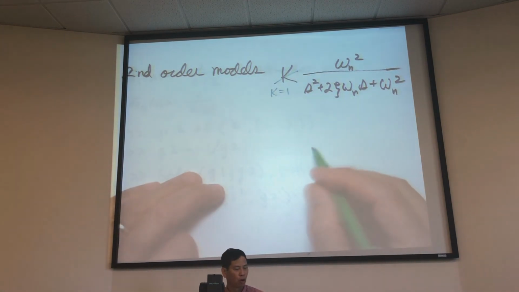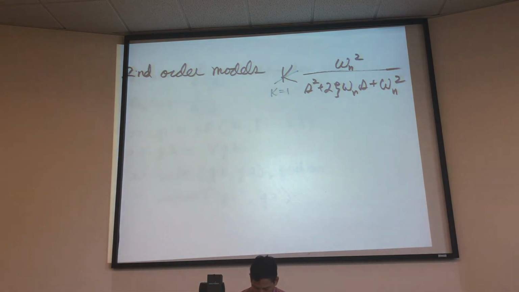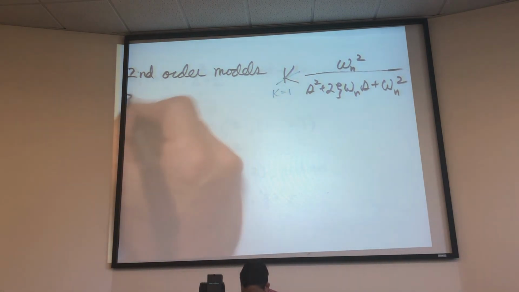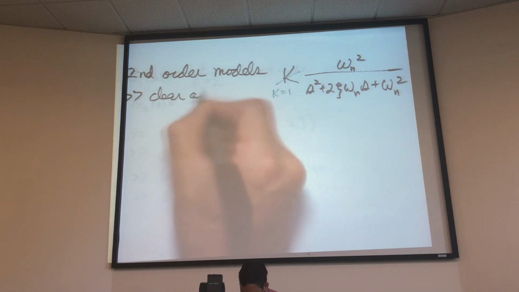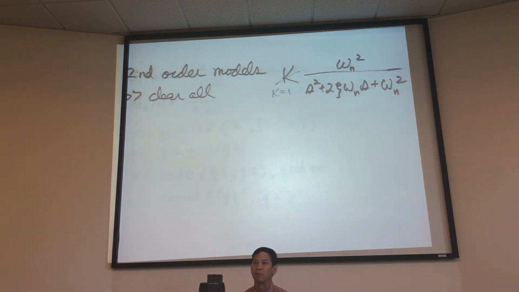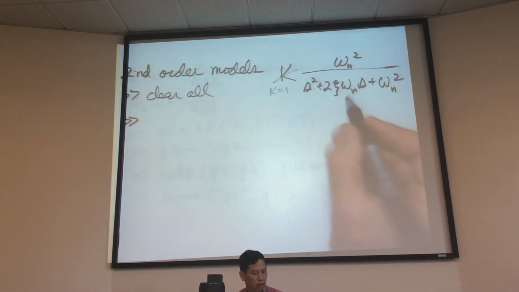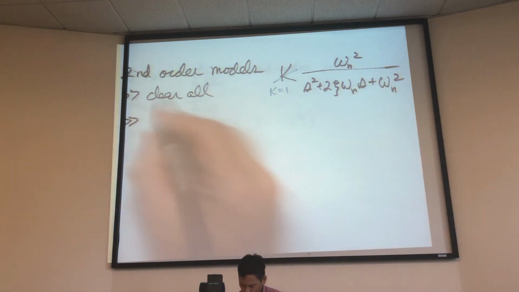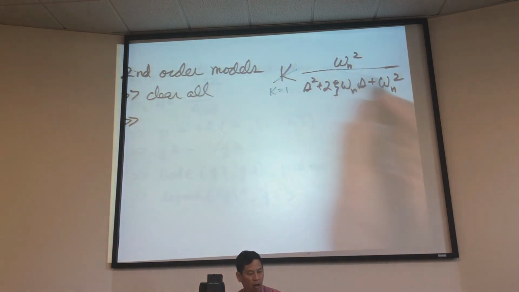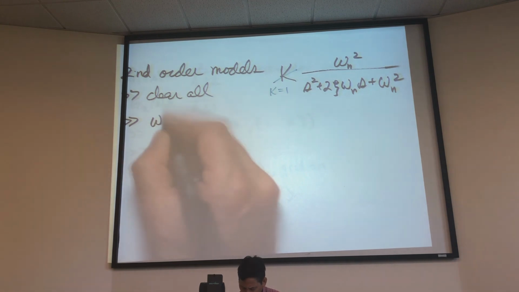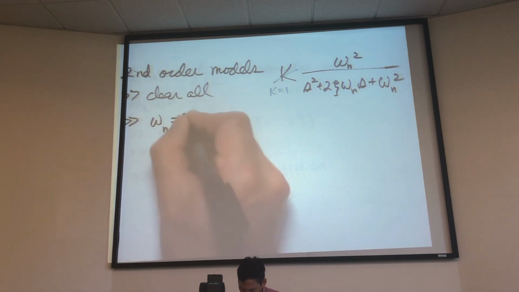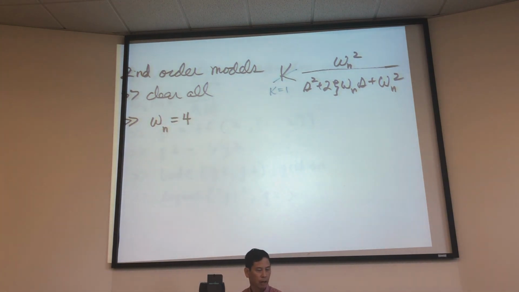For the sake of discussion this morning, we're going to just let k be equal to 1. And let's pick a number for omega n. Let's first of all say clear all in MATLAB. Okay, that wipes our workspace clean. And I want to plot several transfer functions. The thing that's going to be constant in all of them is this undamped natural frequency. So let's define an undamped natural frequency. Let's say omega n equal to 4. Okay.